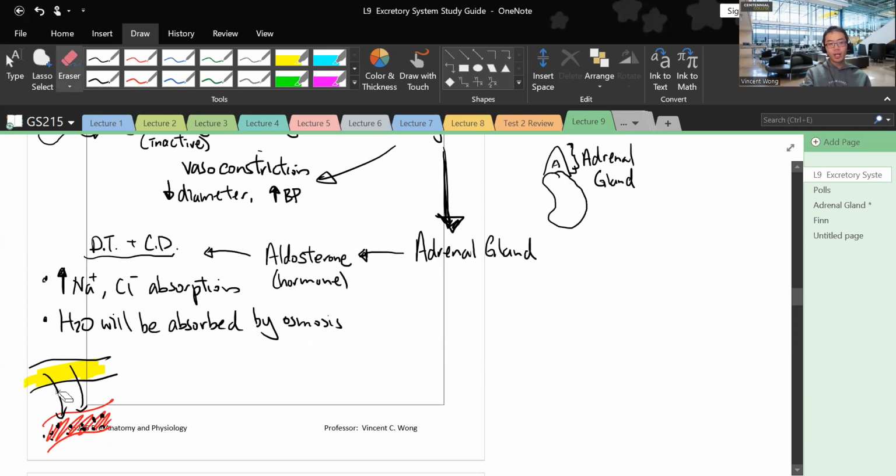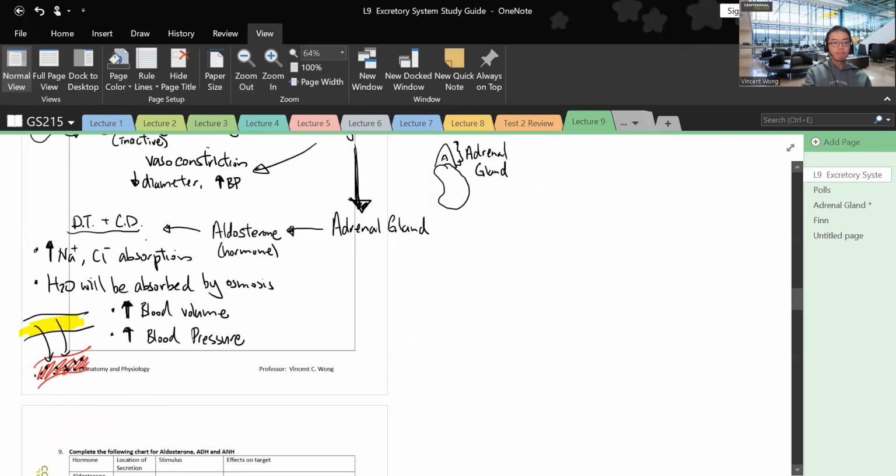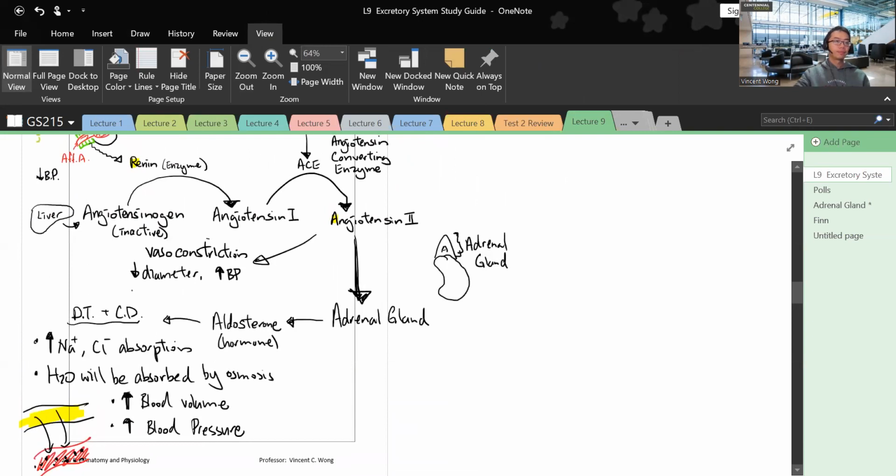So if aldosterone increases the amount of salt that's going back to the blood, water will also be sucked back into the blood. And if you have more water in the blood, you will increase blood volume, and then you will increase blood pressure. Okay. So that's the RAS system. Right? After going through all that stuff, it's going to bring your blood pressure back up.